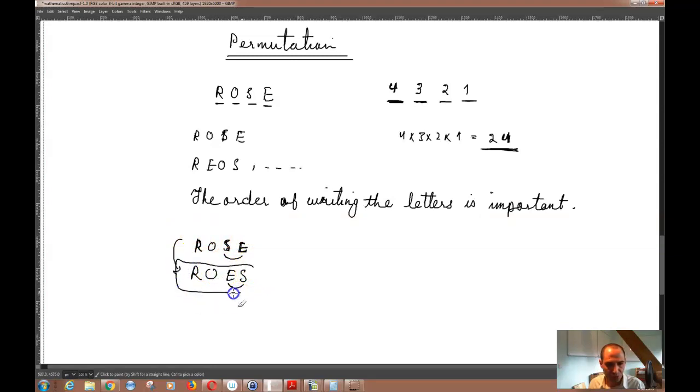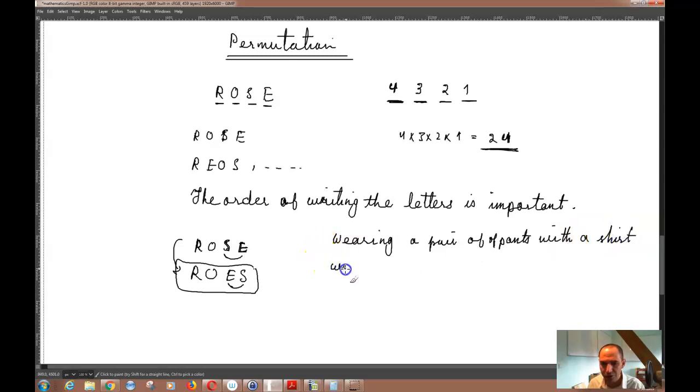This word over here would be treated differently from this word, and the two words would be treated as two different words on this list, meaning that, for example, suppose that you were talking about wearing a pair of pants with a shirt with a pair of shoes, right?